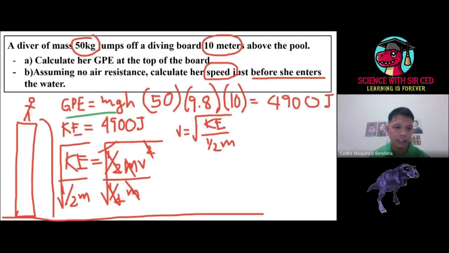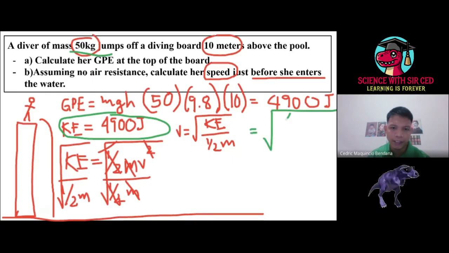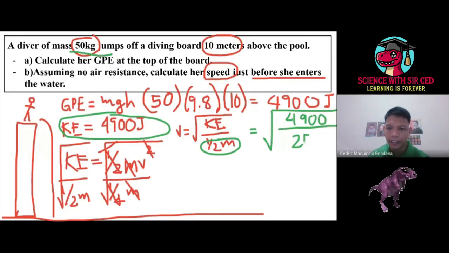Let's see if the variables needed are all present. You have KE? Yes, this is your KE, because your PE and your KE are the same if all PE is converted into KE. Do you have mass? Yes, mass is given here. So everything is present, just substitute. The square root of 4,900 divided by 1/2 mass. If your mass is 50, half of 50 is 25. Using your calculator, what is 4,900 divided by 25?